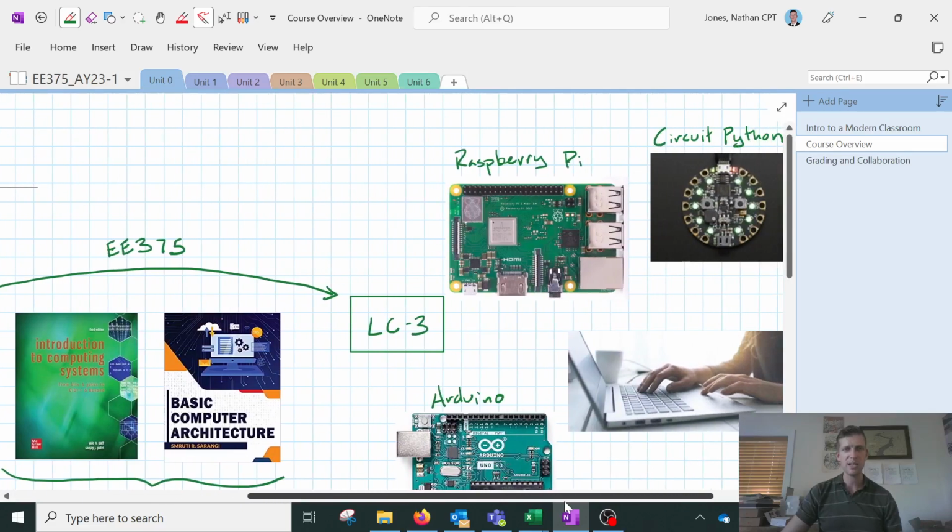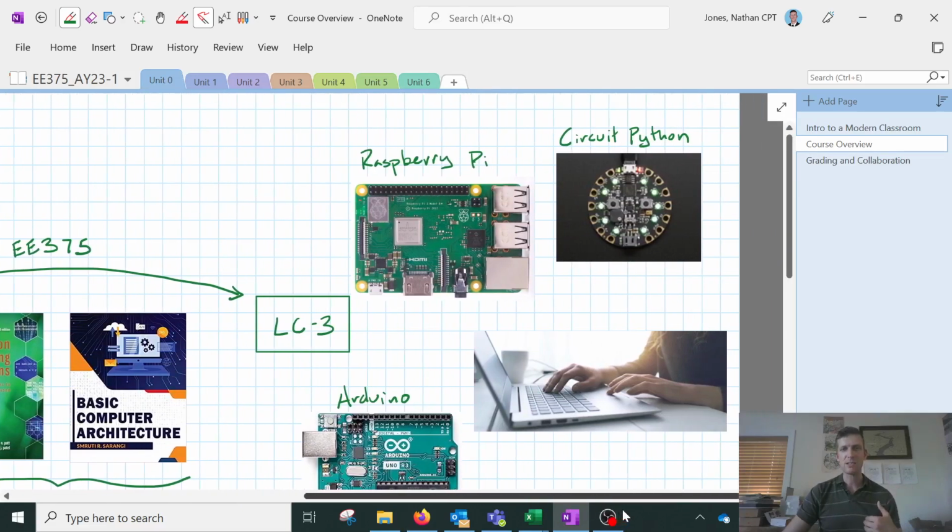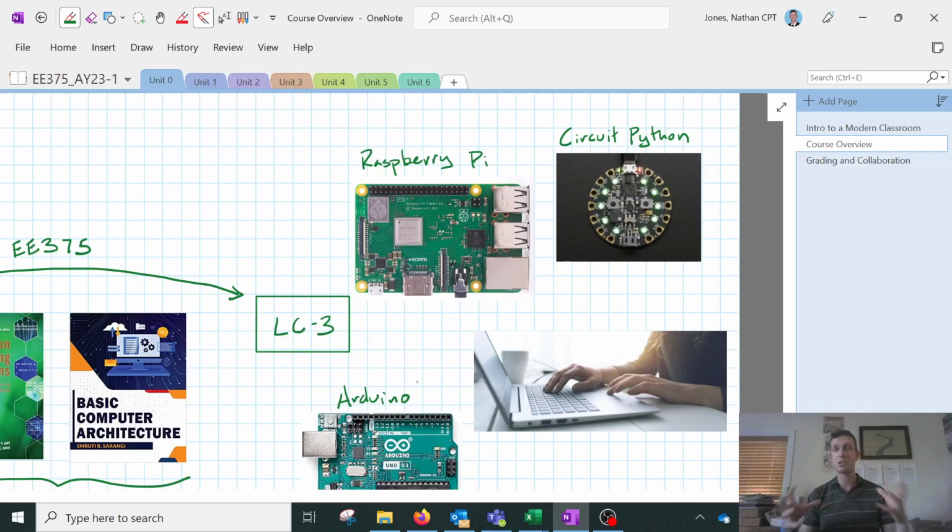Even though the LC3 is kind of a fictional computer, it has many of the elements that make up modern day computers, like the ones you see on the right hand side here. You're probably most familiar with just a standard laptop. But part of this course is hopefully going to build up to understanding other slightly more specialized devices. So you can see here the Raspberry Pi, CircuitPython, Arduino. These are various microcontrollers and microprocessors that are used in lots of different engineering projects.